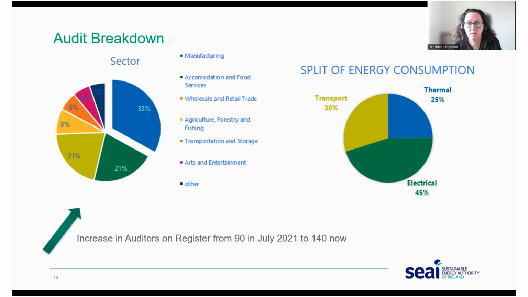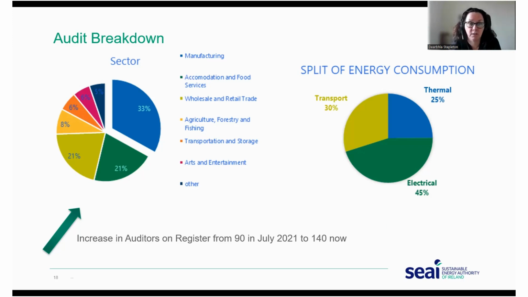Typically, the split of energy consumption is electrical, about 45%, thermal or heating about 25%, and then transport about 30%. As I mentioned, transport is excluded from the 10,000 euro minimum criteria, but if you meet the minimum criteria, your transport costs are audited. But typically we see that the measures for transport are probably limited to eco driver training, and some fuel switching or switching to electric vehicles.